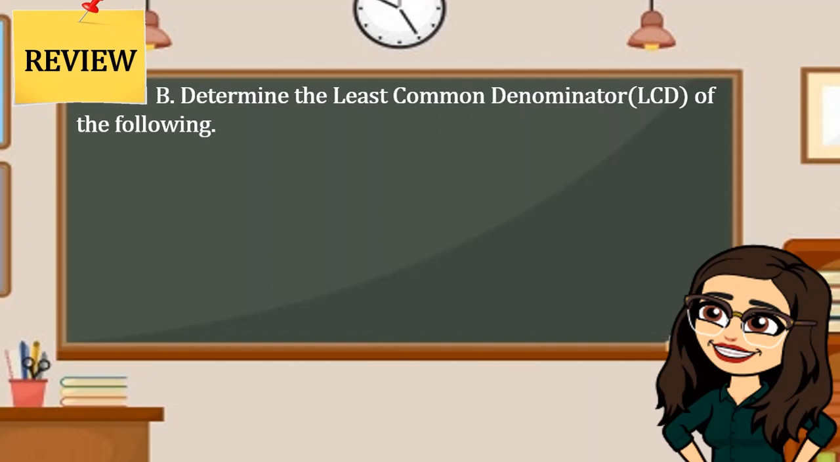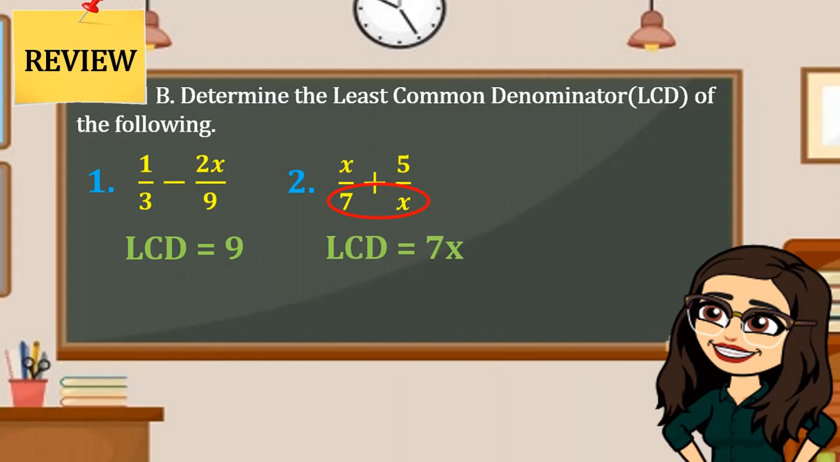Determine the least common denominator or LCD of the following. Number 1, 1 over 3 minus 2x over 9. What is the LCD between 3 and 9? Okay, so the LCD is 9. For number 2, x over 7 plus 5 over x. What is the LCD between 7 and x? Very good. The LCD is 7x.